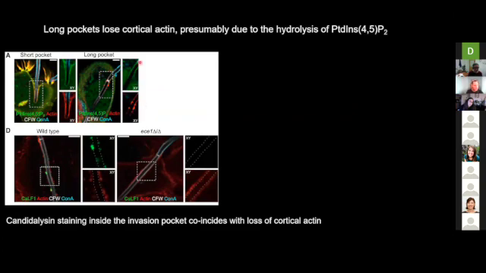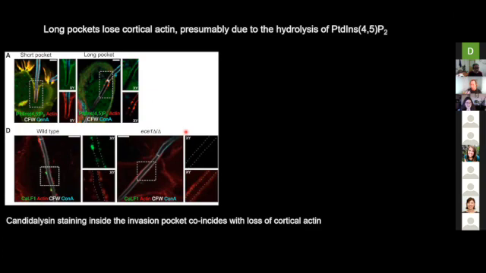It gets a little bit complicated, but we only see this damage occurring if we can stain for Candidalysin in the pocket. So with help from Bernhard Hube's lab, we developed an antibody that we can label with a dye to actually stain for Candidalysin inside the invasion pocket. And we often see Candidalysin here in green at sites where the cortical actin is lost. In comparison, the Candidalysin knockout strain shows intact cortical actin and of course no stain of Candidalysin.